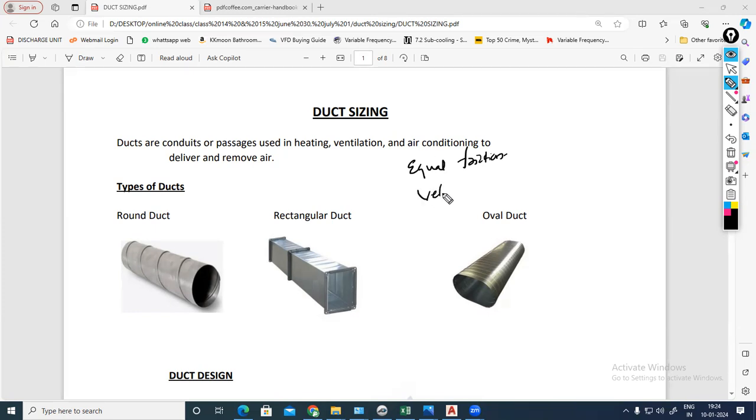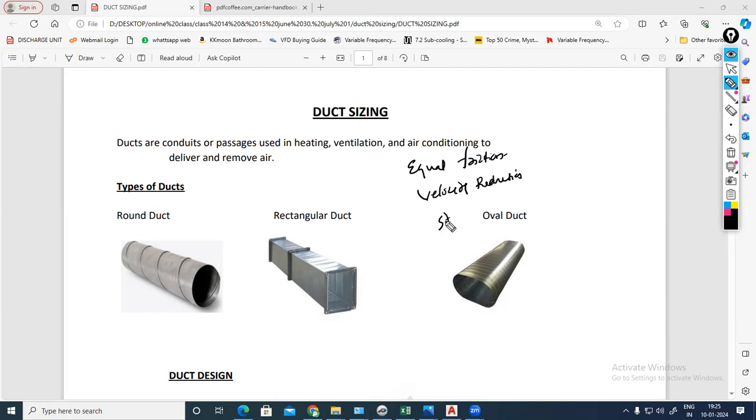The next one, velocity reduction method. Velocity reduction is not applicable for big commercial purposes, because compared to equal friction, sometimes the duct dimensions will be more, and also balancing will be very difficult in velocity reduction. But the sound created by the air when it is flowing within the duct system is too less in velocity reduction. Sound recording studio, movie theater, wherever sound is a concern and the airflow demand is too less, there we can go for this velocity reduction method, but it is not widely used.